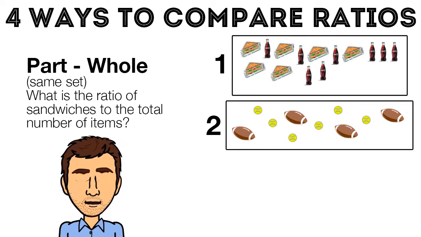And there are 4 ways that we are going to compare ratios. The first way we're going to do this is part to whole in the same set comparison. So let's work this out together. What is the ratio of sandwiches in set 1 to the total number of items in set 1? Take a moment right now, pause the video, come up with your answer, and then unpause it and we'll talk about it.